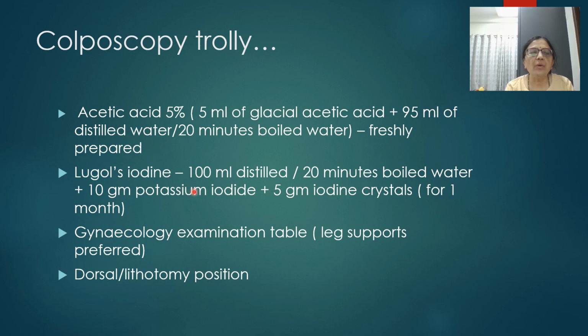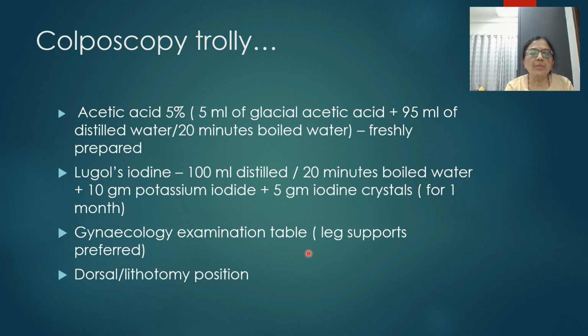Lugol's iodine is prepared this way: you take 100 ml of water, distilled or 20 minutes boiled water, and add 10 gram of potassium iodide and 5 gram of iodine crystals. Even our pharmacist can prepare this Lugol's iodine for us. Once prepared, it is good for 1 month. That means we need to write the date of preparation on the bottle, and after 1 month we need to discard the remaining and take a new one.